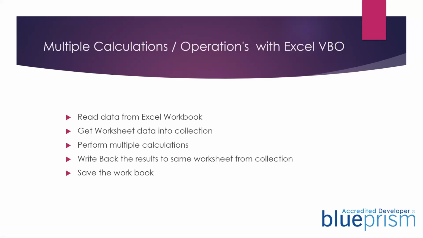So as I promised you, I have taken the Excel VBO to perform the operations. I have read the data from the Excel workbook into my collection, and I have performed multiple calculations. The first is calculating the sum of all subjects, and the second is the percentage of the student. From there I have taken the values back from the collection to my workbook, and I have saved the workbook and my process ended. This is one of the useful pieces of information on the Excel VBO. If you have any queries about Excel VBO, you can refer to my video regarding the VBOs.